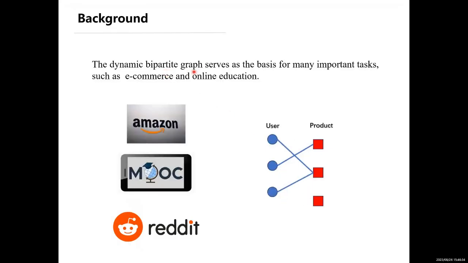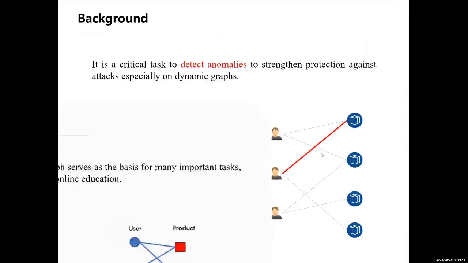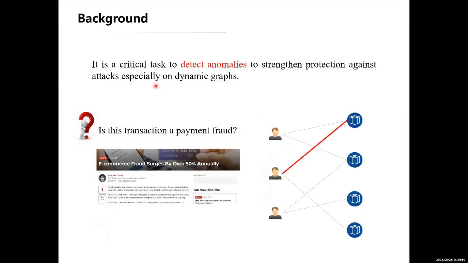Nowadays, the dynamic bipartite graph serves as a basis for many important tasks, such as e-commerce and online education. In e-commerce, users and the products are the two sets of nodes, and an edge represents a user purchased a product. It is a critical task to detect anomalies to strengthen protection against attacks, especially on dynamic graphs. For instance, in the example of e-commerce, we would like to know whether this transaction is a payment fraud.